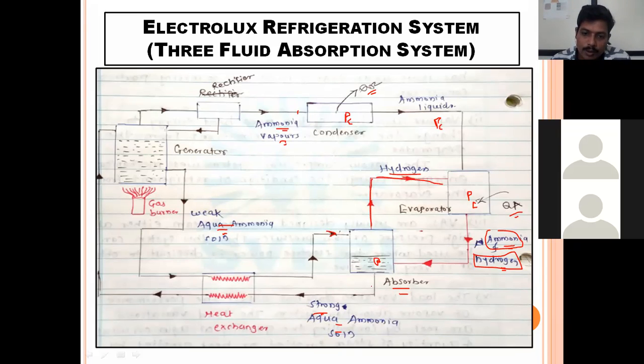Now the strong aqua ammonia solution will be supplied through this heat exchanger to the generator. Here we are providing heat with the help of a gas burner to that generator. From that strong aqua ammonia solution, the ammonia will get vaporized, and that high pressure ammonia vapor will be supplied to the condenser through the rectifier. Whatever remaining weak aqua ammonia solution is there will be supplied to the absorber after passing through the heat exchanger. So likewise, this process will take place.